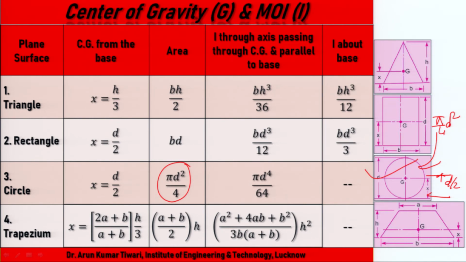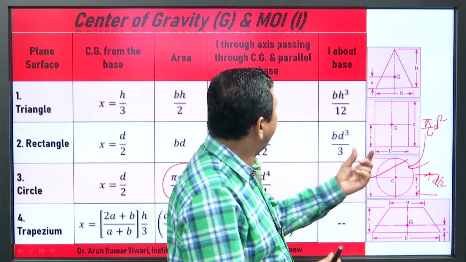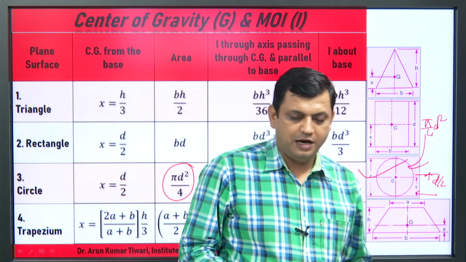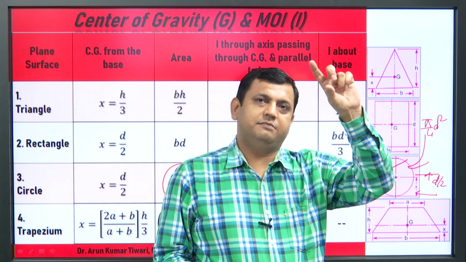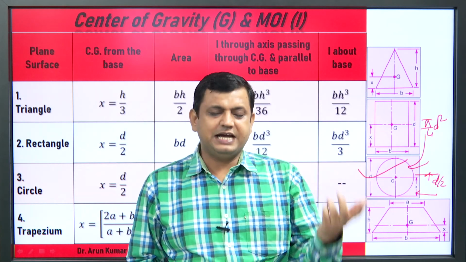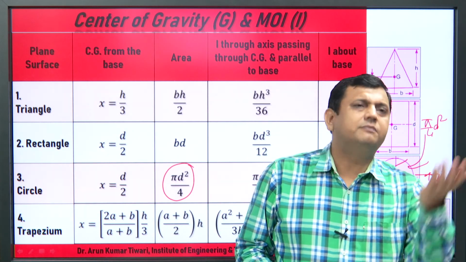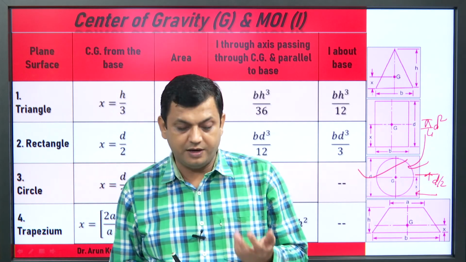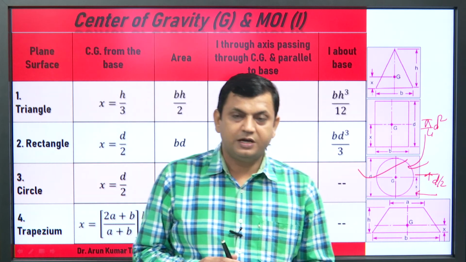In case of the trapezium, what is the x bar? X is (2a plus b) upon (a plus b) into h by 3. The area is (a plus b) upon 2 into the height. We can take the moment of inertia also: (a square plus b square plus 4ab) upon 36 (a plus b) into h square.